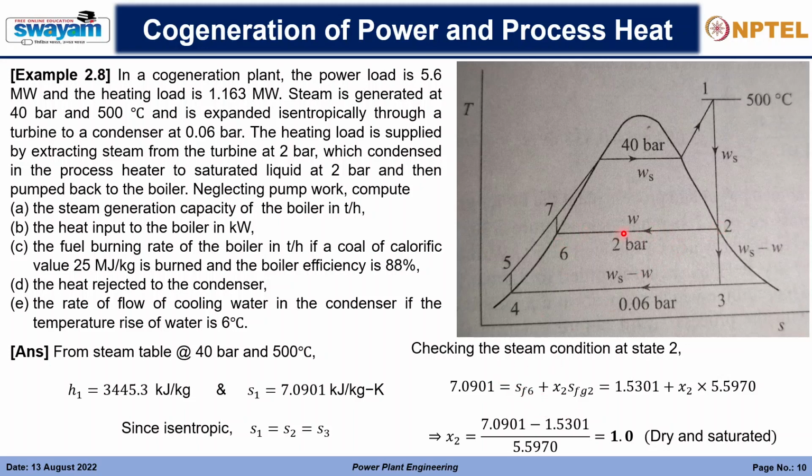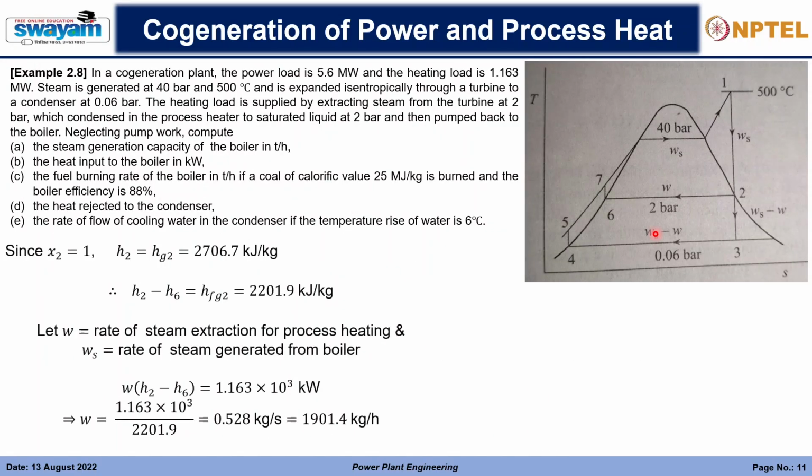At 2 bar we can get the entropy at 2, that is x2, using SF and SG, the entropy at saturated water condition. Accordingly we find that x2, the dryness fraction, is 1. So it is actually dry and saturated steam. The information given to us is correct, so we did a quick check. I minimize this so that you can also look at the question while solving.